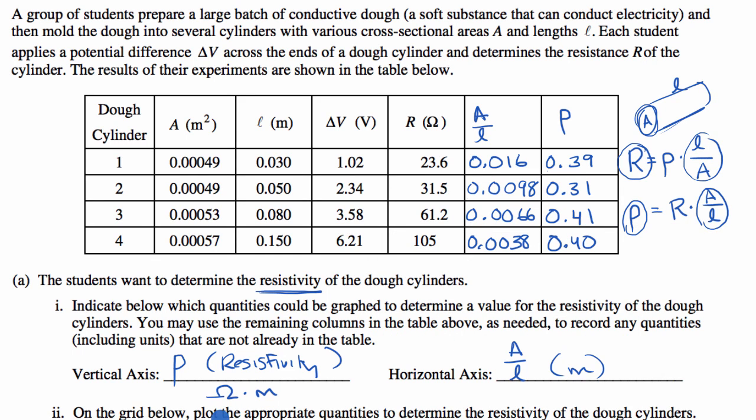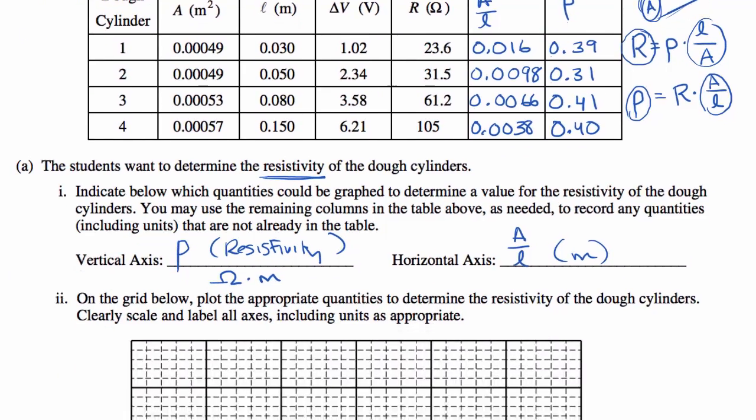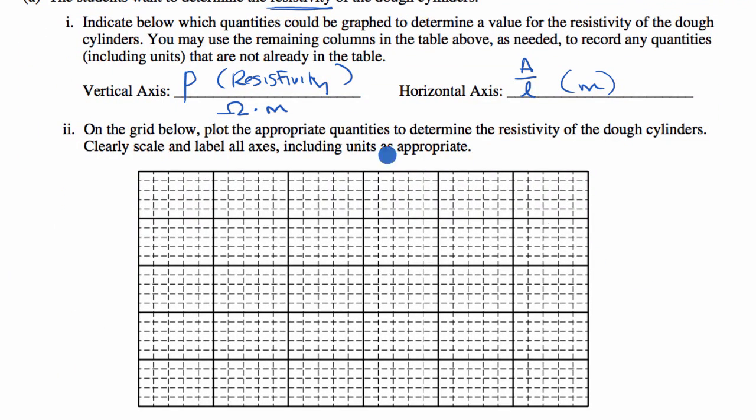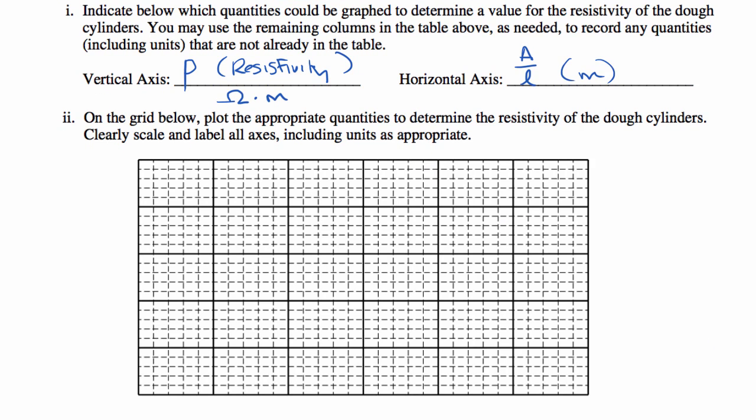All right, and now we can move to this second part. It says, on the grid below, plot the appropriate quantities to determine the resistivity of the dough cylinders. Clearly scale and label all axes, including units as appropriate. So as we mentioned, on our horizontal axis right over here, we want to put our cross-sectional area divided by the length of our resistors. And so that's going to be, we have meter squared divided by meter, so that's going to be in meters.